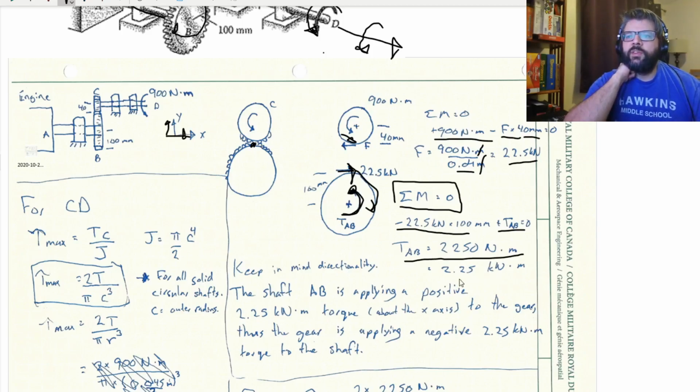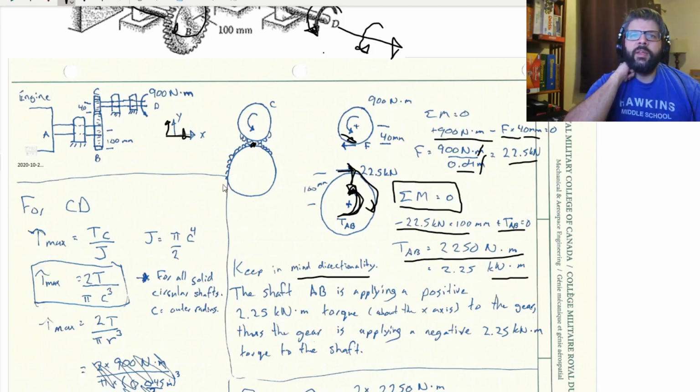Solving for that gives us 2.25 kilonewton meters, or 2,250 newton meters, depending on how you want it. So again, keeping in mind our directionality, that is a positive moment that is applied to the gear from the shaft. We invoke Newton's third law.